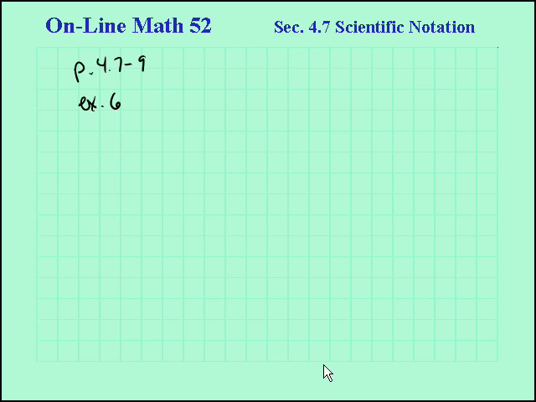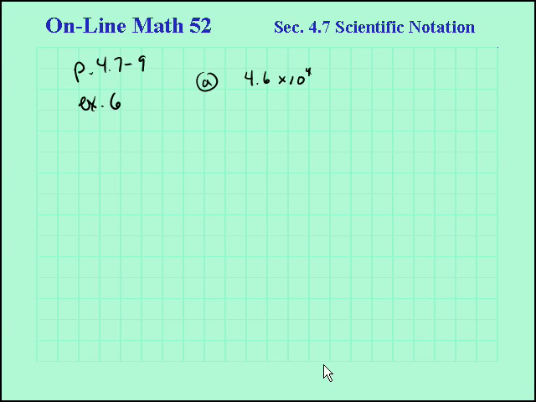And here we're asked to expand a number. Part A is a positive exponent and part B is a negative exponent. We're going to expand it so it's no longer in scientific notation, and it's in its real number form. So we start with part A, which is 4.6 times 10 to the 4th power.